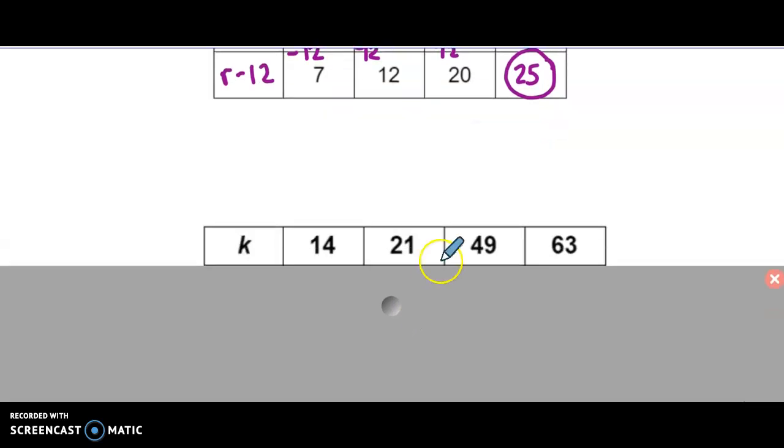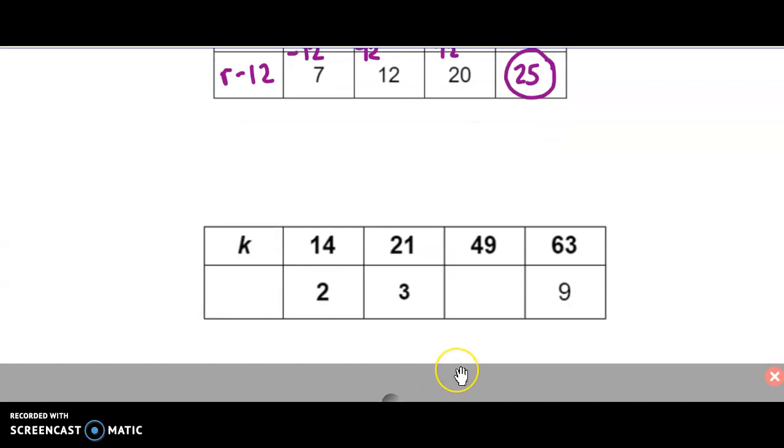Okay, we're going to look at another one of these. This time I have K, and K stands for 14, 21, 49, 63. Let's figure out what's happening to K in order to get the bottom number. We're going to put our rule in here, and eventually fill that in. So to get from 14 to 2, and from 21 to 3, well, 14 to 2, that's getting smaller, so that's either subtraction or division.